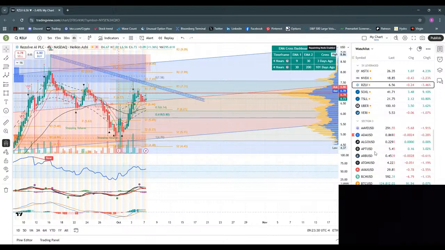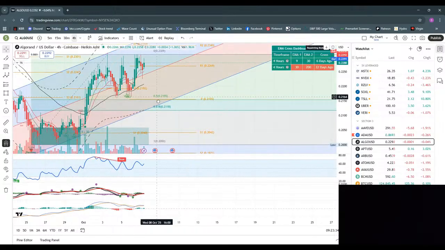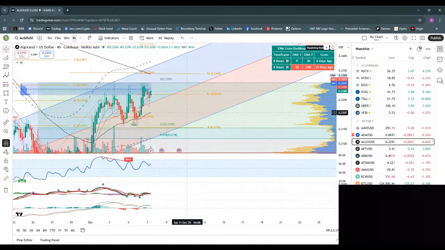And moving forward to Algorand, we'll continue holding our trade. We are waiting for an exit. The first exit will be 0.2820. Second exit will be 0.310. Final exit will be 0.55. This has the potential to go to 0.90 cents. Let me tell you that. That's the highest price, 0.90 cents, for this year.